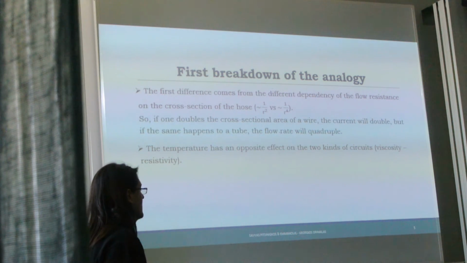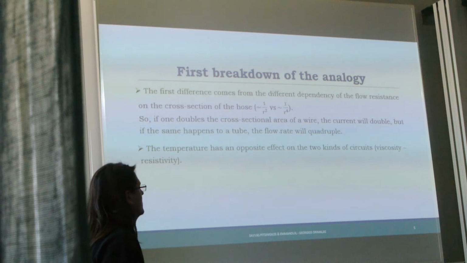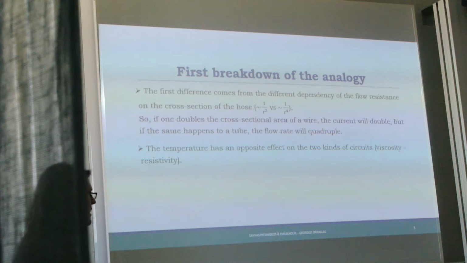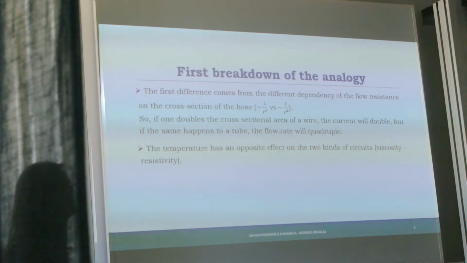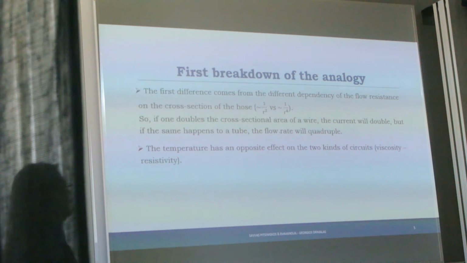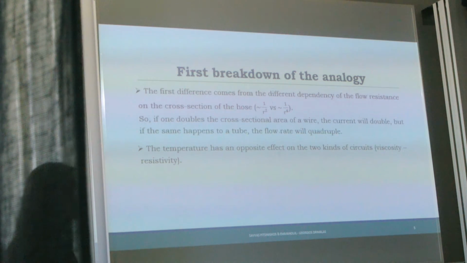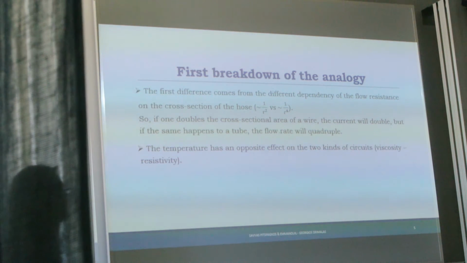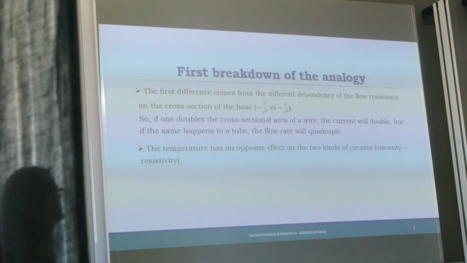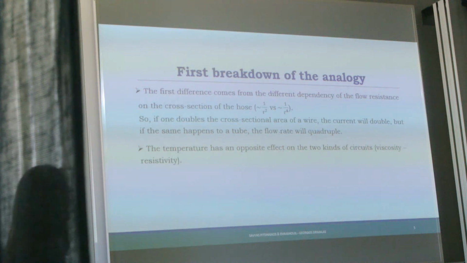Although the analogy holds ground, there are some cracks even from the very beginning. You see that there is a different geometrical law for the resistance in flow rate and in current. That means that, for example, if you double the cross-sectional area of a wire, the current will double. But if the same happens in a tube, the flow rate will quadruple.